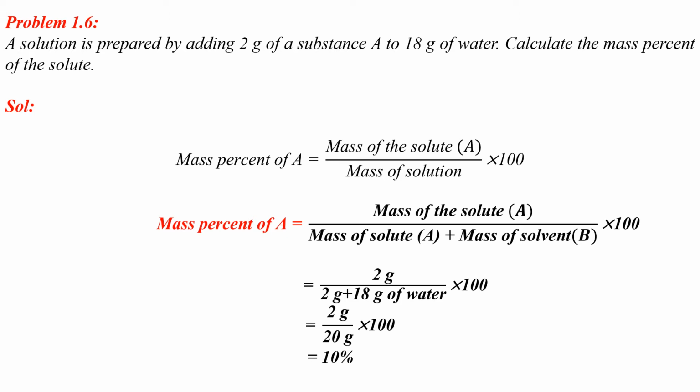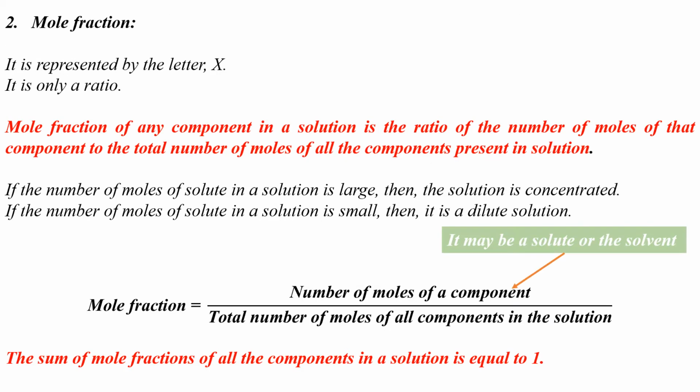Okay, now how would you calculate the mass percent of A, which is the solute? Using the formula mass of the solute A divided by mass of solution into 100. We know mass of solution is nothing but the sum of masses of solute A and solvent B. What is the mass of solute? It is 2 grams. And what is the mass of solvent, which is water? It is 18 grams. So substituting all these values in this formula, and when you solve the numericals, you get the answer as 10%.